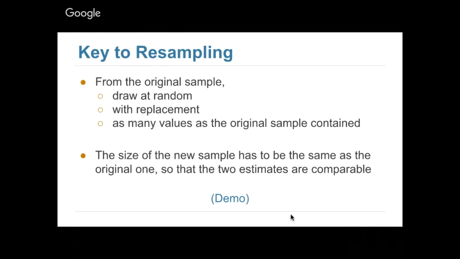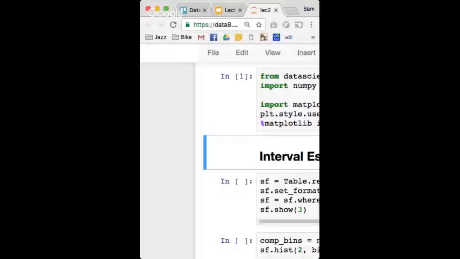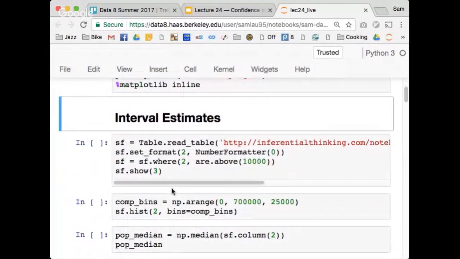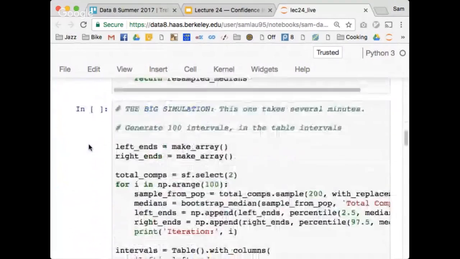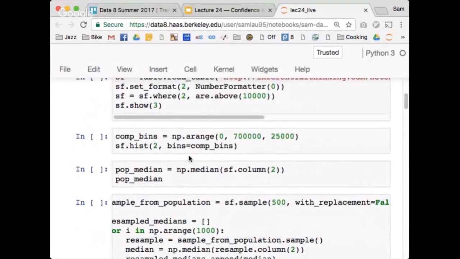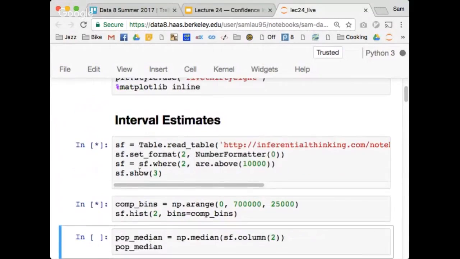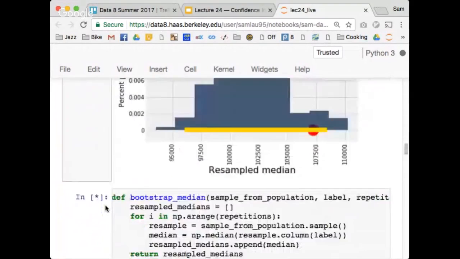All right, so let's do a demo. So today's demo. Oh no, come on, there we go. There is a cell here that takes a couple minutes to run. So I'm just going to run everything first and then go back and talk about what we're doing. Okay, so run that, run that, run that. All right, get that all started.